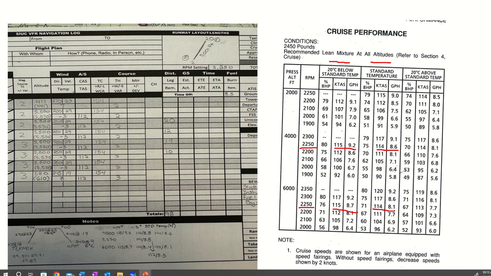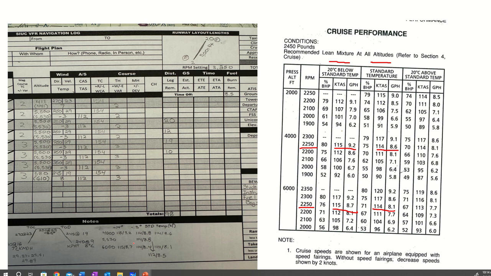So again, make sure you don't forget to read the notes. You can see at the bottom, it always says if we don't have speed fairings, then decrease your true airspeed by 2 knots. And we don't have speed fairings at all at SIU, so it's minus 2 for that, okay? So we end up getting a true airspeed of 112 knots and a fuel burn of 8.5 gallons per hour.